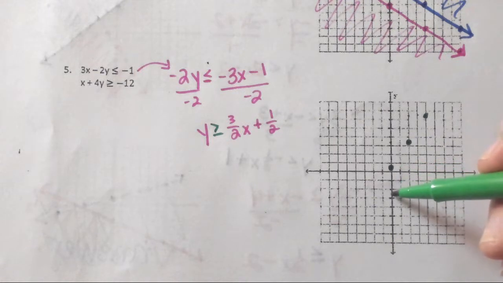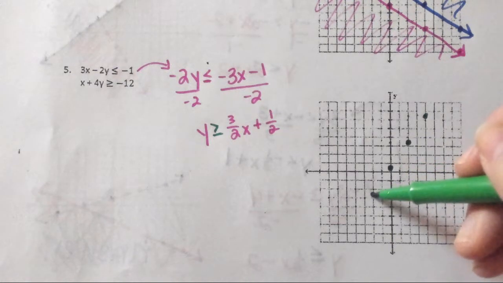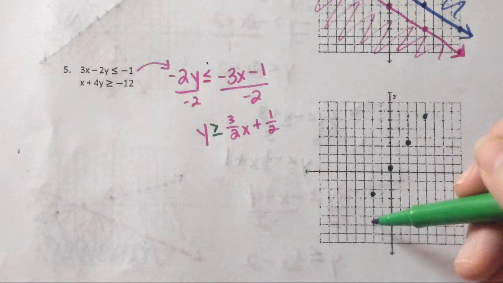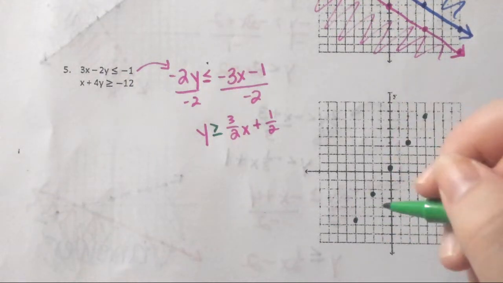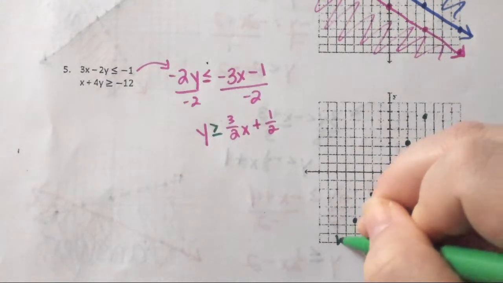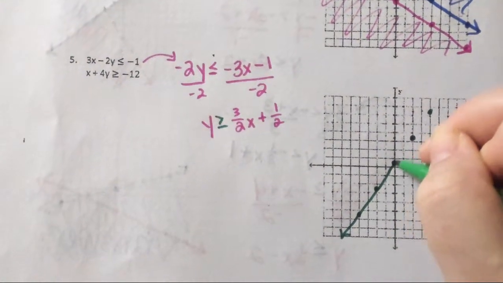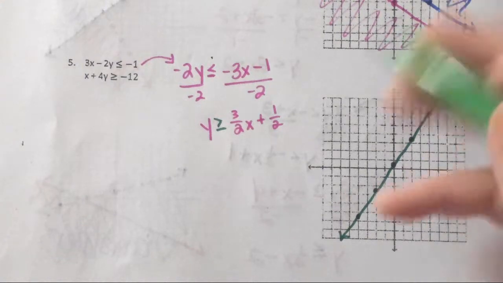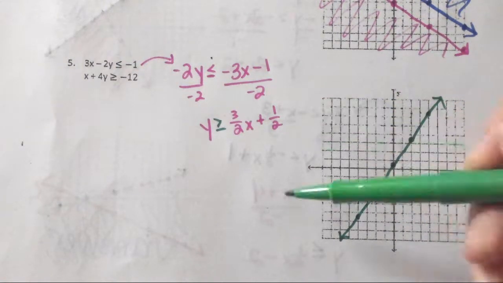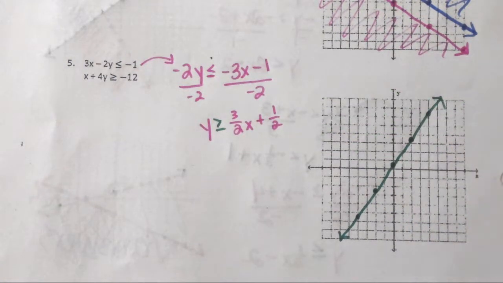Down 1, 2, 3, over 1, 2. Since it's greater than or equal to, I get to connect with a solid line. And I hate to break y'all's heart, but the fact that it was 1/2 actually made this pretty easy. I've had to deal with like a 1/8 or a 1/4, and you still have to commit and graph it as best you can.